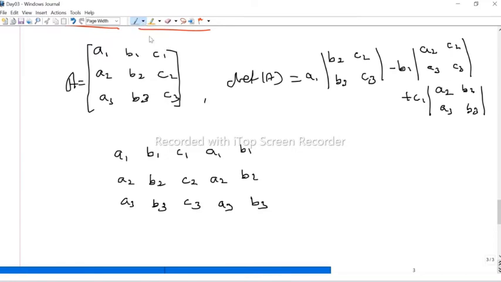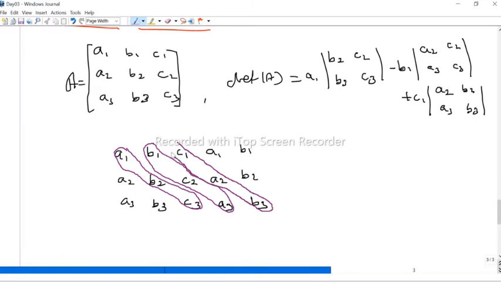So now we have a diagonal. This is one diagonal, and we have to multiply all these numbers. Then we have another diagonal. These diagonal elements you have to multiply and then sum, and then this is another diagonal. You have to multiply all these three elements and then sum. So this is actually plus and this also plus.